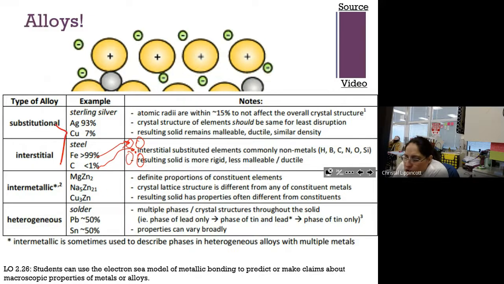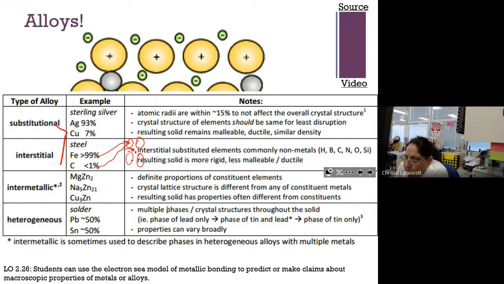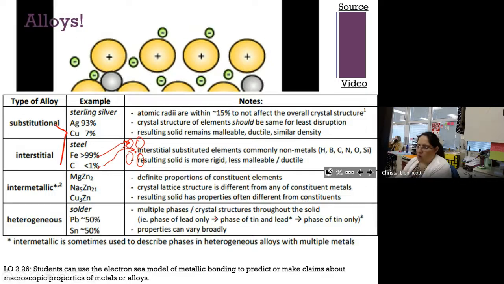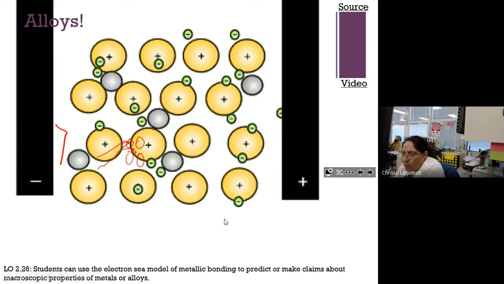These are the only two that you really need to know about in terms of the AP exam. They do have something called intermetallic, and they've got heterogeneous, where you've got multiple phases going on. But the first two are the only two that you really need to concern yourself with.